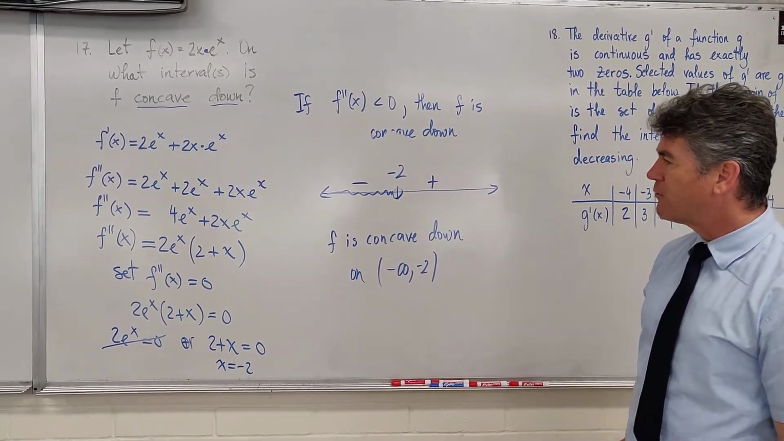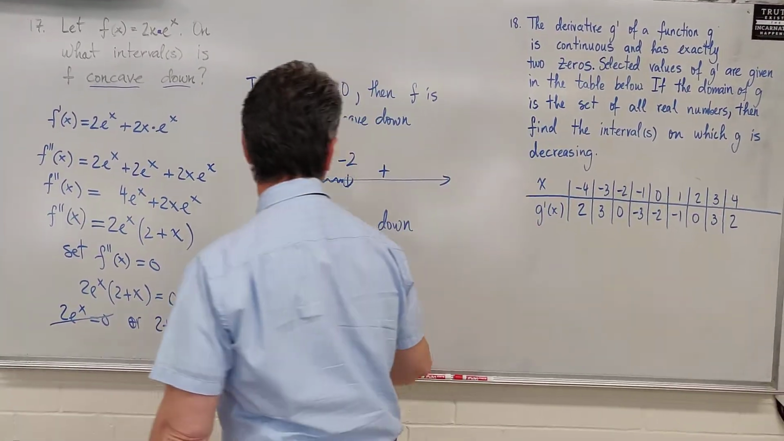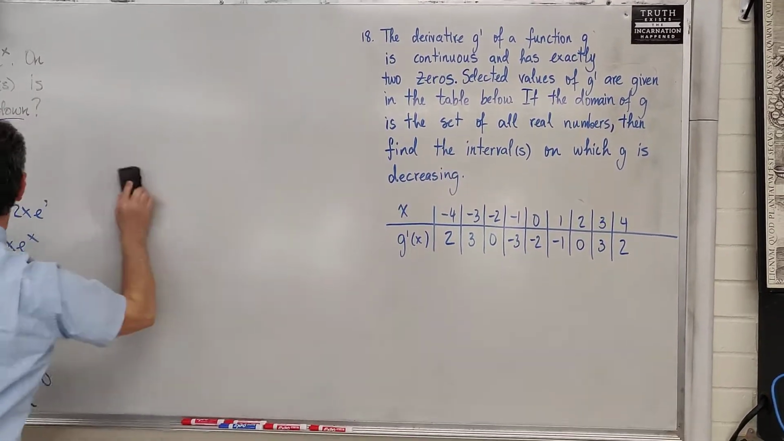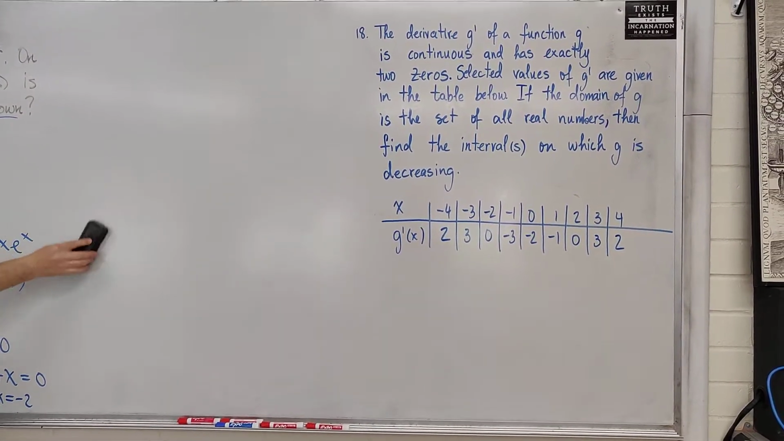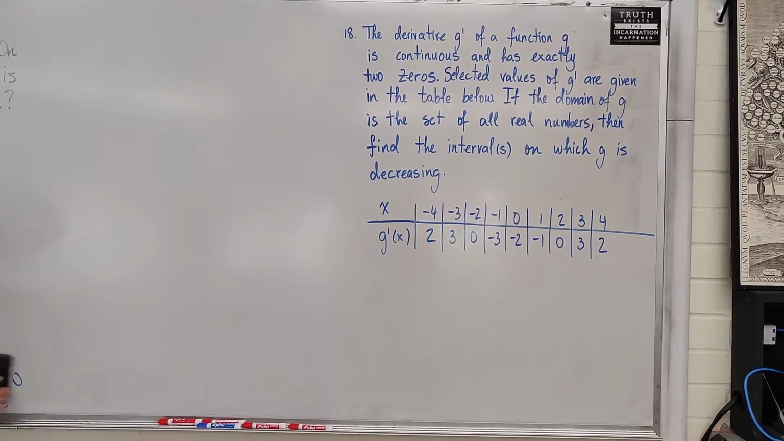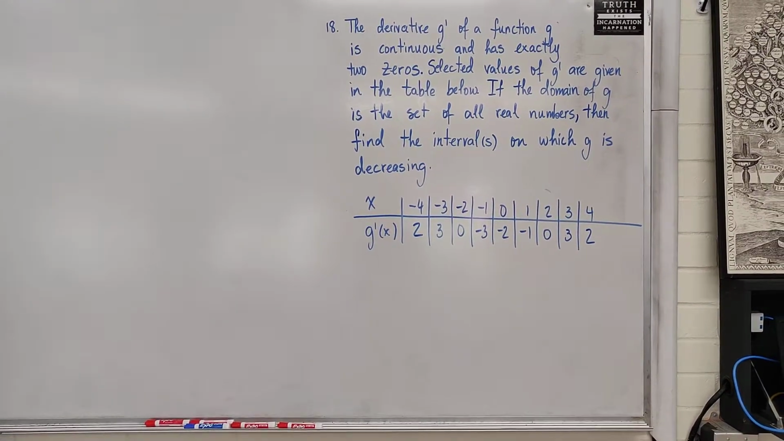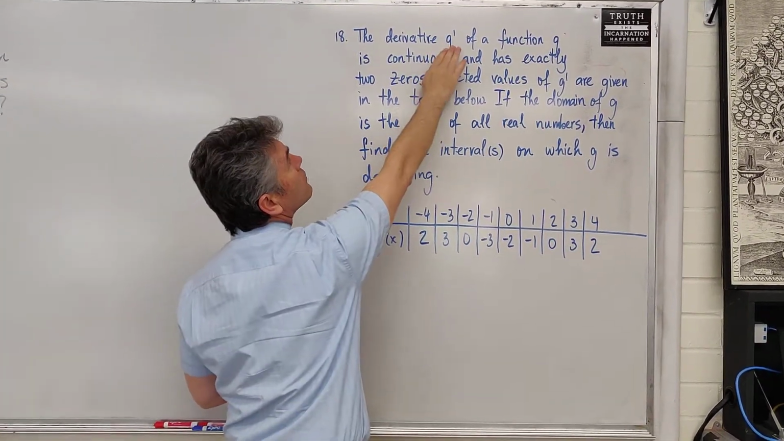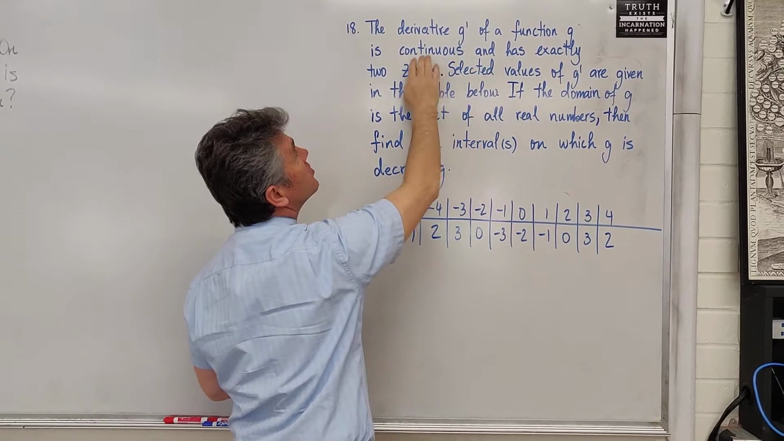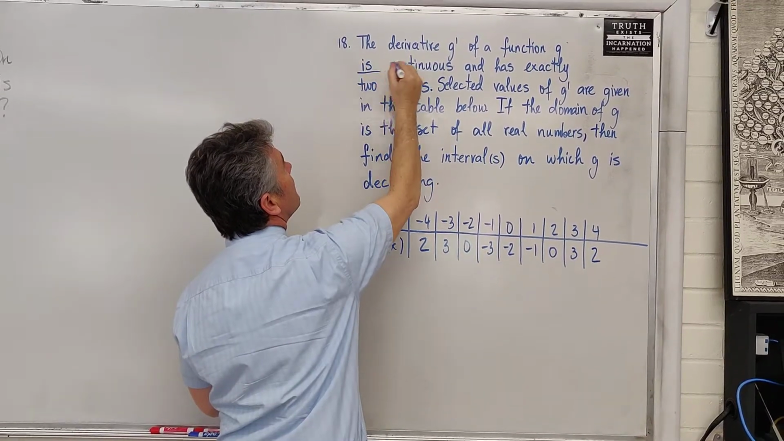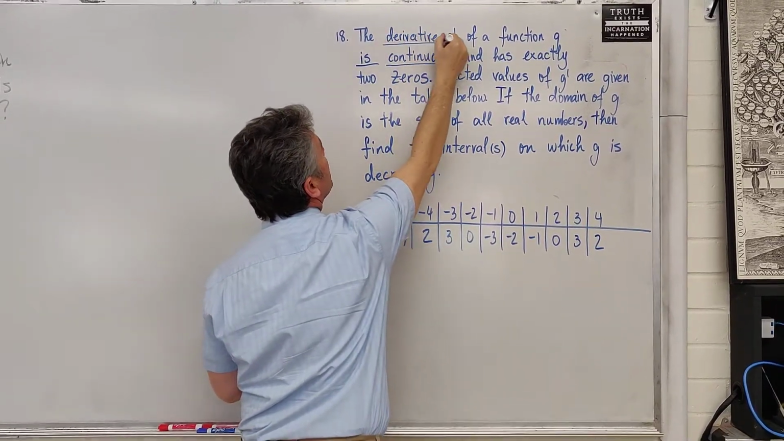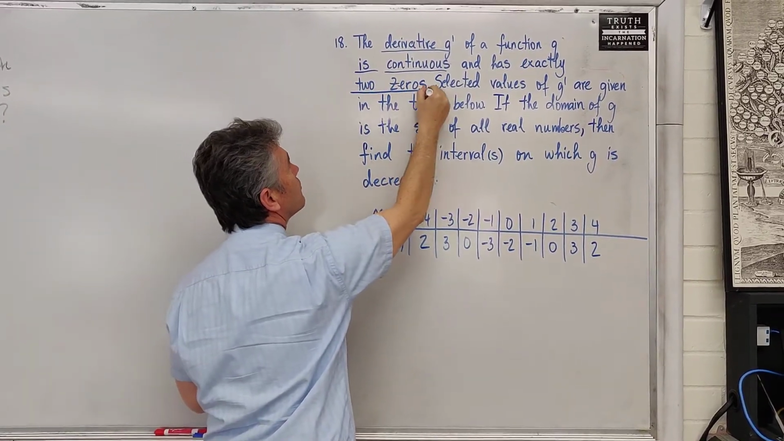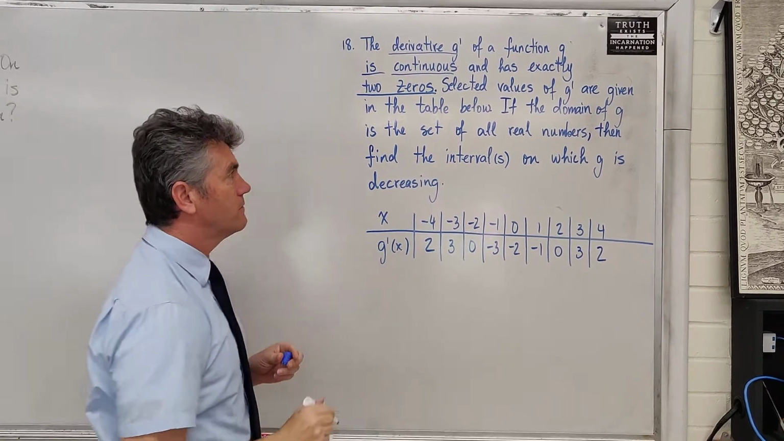I'll erase 17 quickly. While I erase the board, you can take a look at question number 18. There's a lot of information. Read it carefully. I'll underline the clues that are very important to do this problem. So, the derivative g prime of a function g is continuous. It's very important to know that the derivative is continuous and that it has exactly 2 zeros.